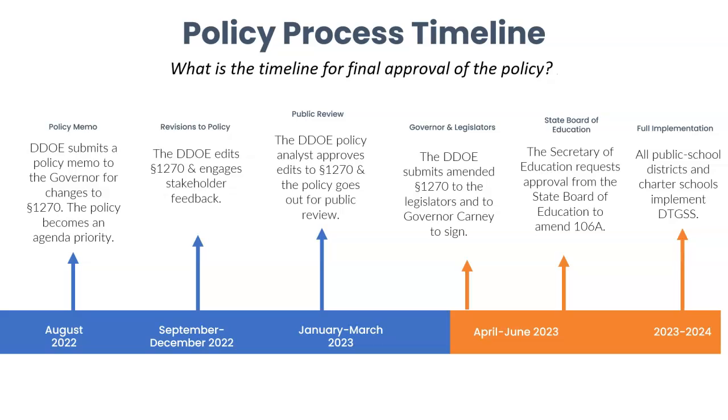Between January and March, the DOE policy analyst will review the line edits for approval, and the policy analyst will send the policy out for public review. Between April and June, the DOE submits amended 1270 to the legislators and to the Governor Carney to sign. Also, Dr. Holodick will request approval from the State Board of Education to amend 106A. In 2023-2024, the state will be ready for full implementation of DTGSS.